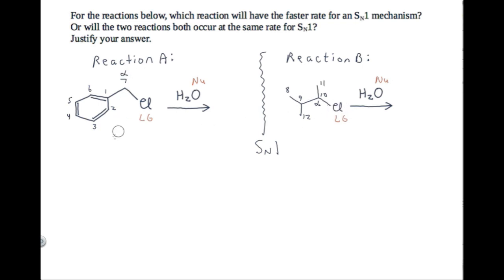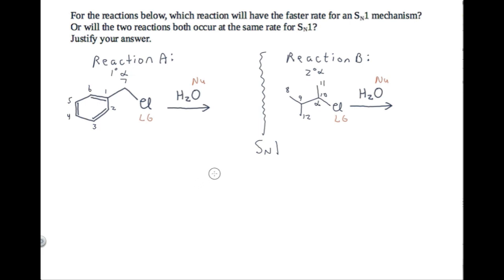The alpha carbon for reaction A is a primary alpha carbon, and the alpha carbon for reaction B is a secondary alpha carbon. So you might think that reaction B will be better for SN1 because we know that secondary alpha carbons are better than primary alpha carbons for SN1.